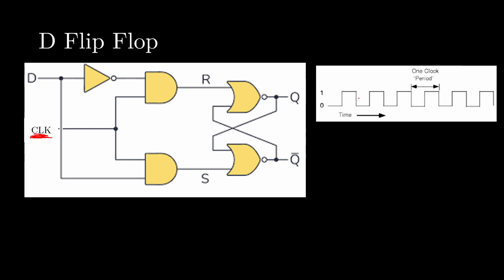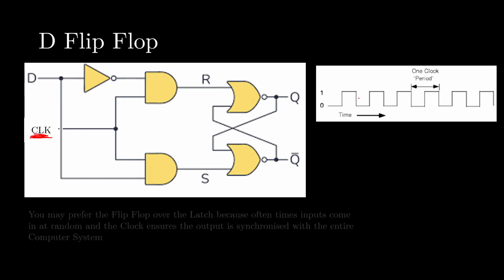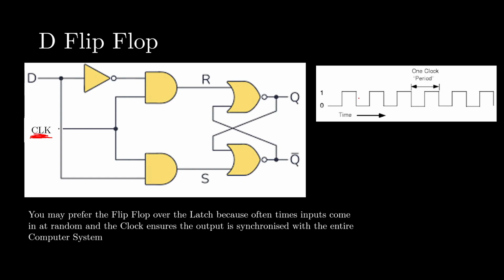And so, what's really the benefit of this over the enable from the D latch? Well, you may prefer the flip-flop over the latch because oftentimes inputs come in at random, and the clock ensures the output is synchronized with the entire computer system. The basic idea is that your computer system is very complex, right? And sometimes you want to store data, and other times you don't.